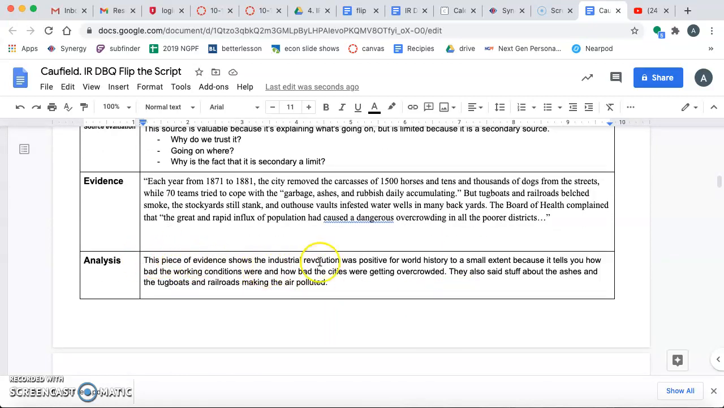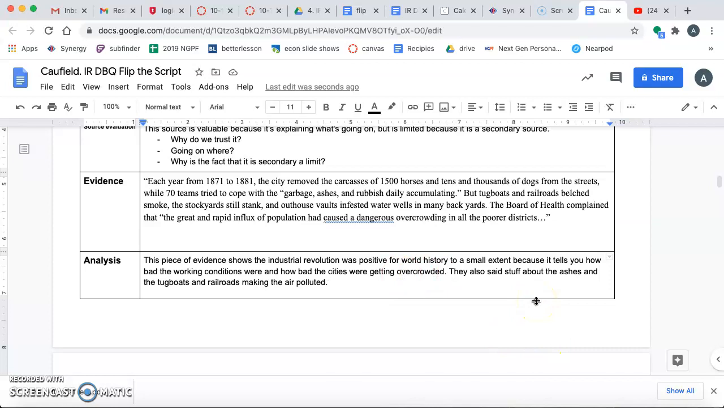This piece of evidence shows the Industrial Revolution was positive for world history to a small extent because it tells you how bad the working conditions were and how bad the cities were getting overcrowded. They also said stuff about the ashes and the tugboats and railroad made the air polluted. Once again, bring out to the big picture of the Industrial Revolution.